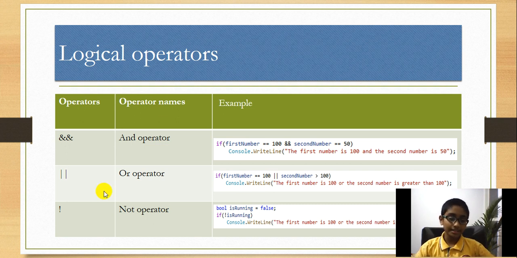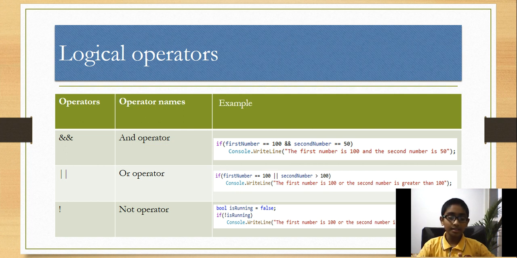So let's understand this with an example. So here I'm typing in if the first number is 100 or the second number is greater than 100. Then console.write, the first number is 100 or the second number is greater than 100.